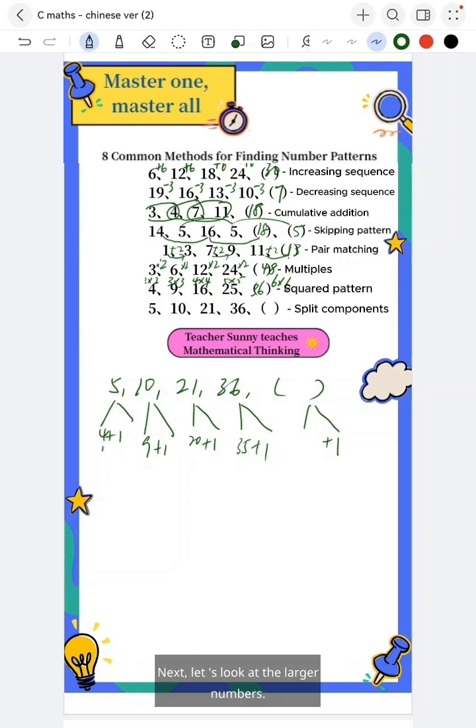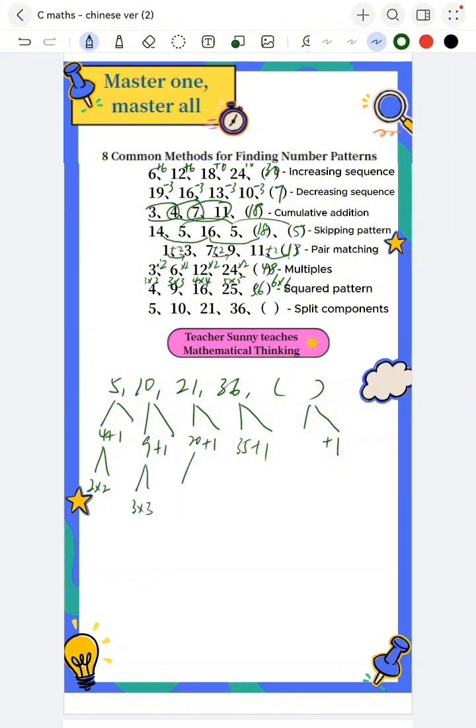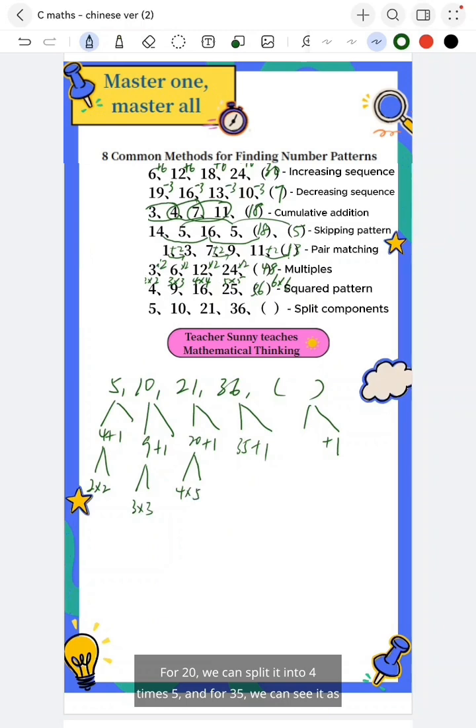Next, let's look at the larger numbers. Here we split it into 2 times 2, and for 9 we split it into 3 times 3. For 20 we can split it into 4 times 5, and for 35 we can see it as 5 times 7. So this means that each of these numbers can actually be further broken down in this way.